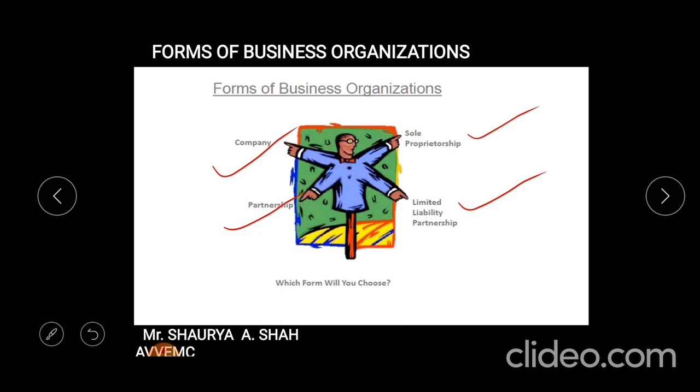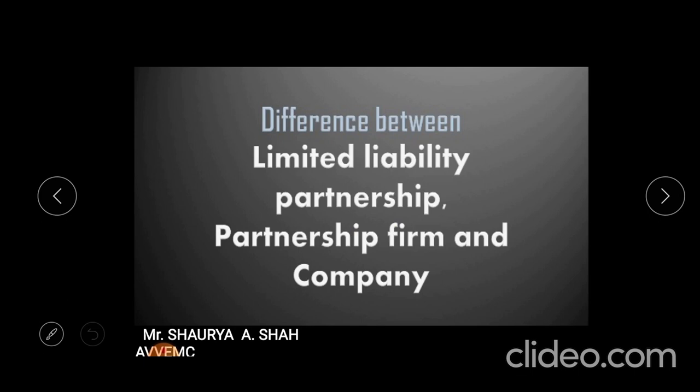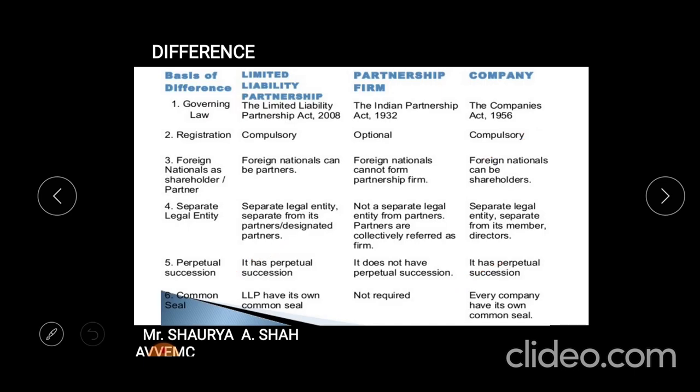Right? Now, starting first with the difference between limited liability partnership, that is LLP, partnership form and company. As sole proprietor is a completely different form from all these three, we will be doing a comparison between these main three. Right? I hope you must be remembering the points which we have studied till now. Now the first column, dear students, shows you the basis of difference. The second column is your LLP, the third column is your partnership form, and the fourth column is your company.